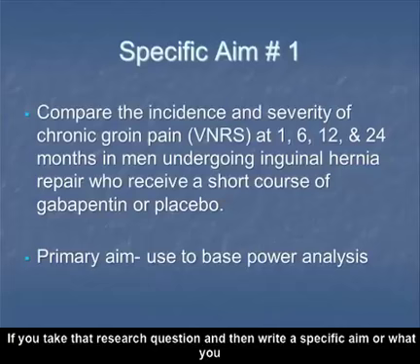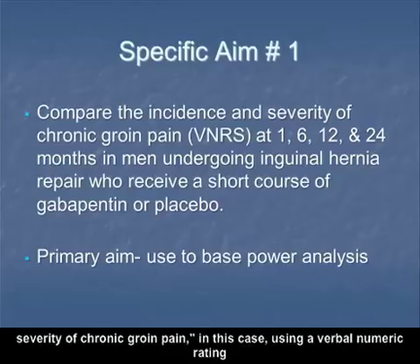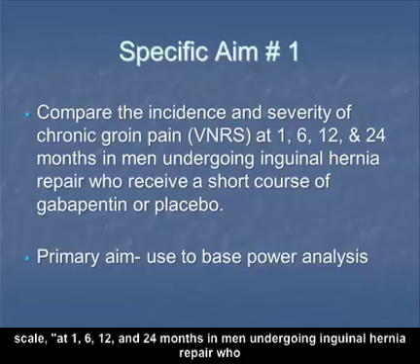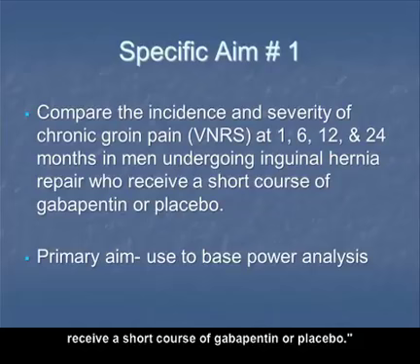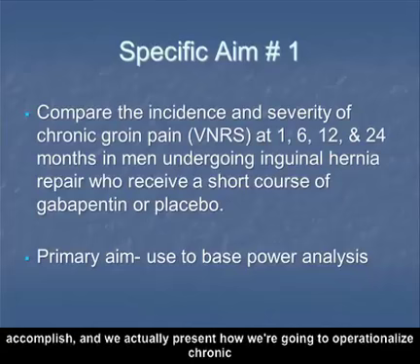If you were to take that research question and write a specific aim, what you intend to accomplish, in this case we were going to compare the incidence and severity of chronic groin pain, usually using a verbal numeric rating scale at 1, 6, 12, and 24 months in men undergoing inguinal hernia repair who receive a short course of gabapentin or placebo. So you can see here we're more specific and we're stating what we intend to accomplish.